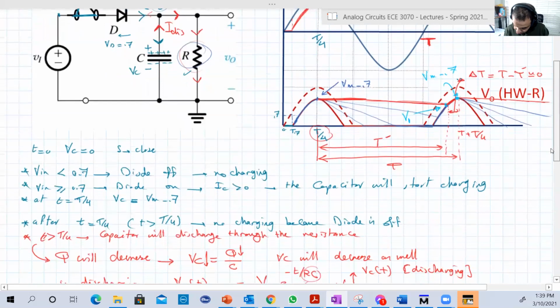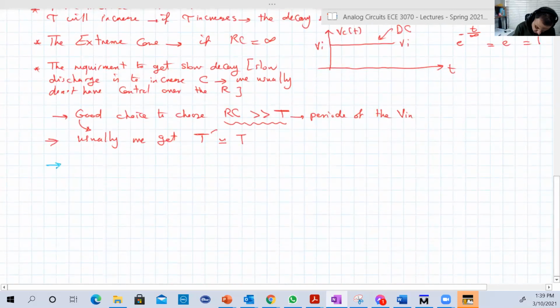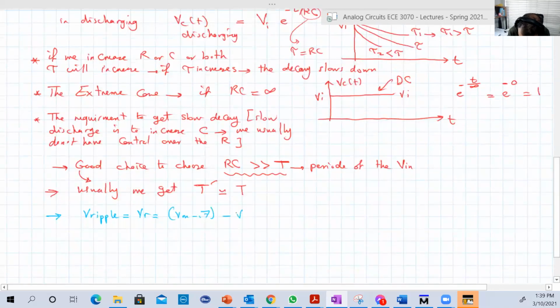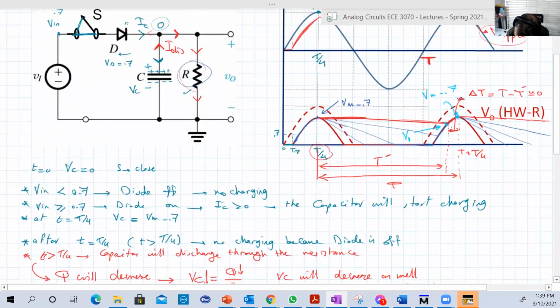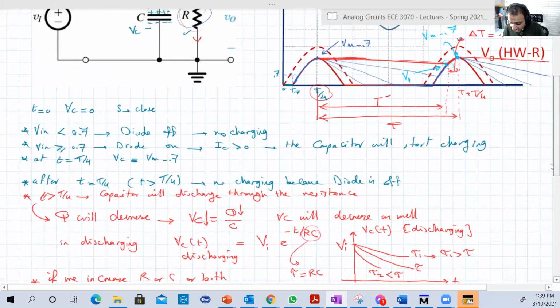Okay. So the ripple voltage VR is equal to Vmax minus 0.7, that point, minus V1, which is that point. Good. We know Vmax minus 0.7, but how about V1? How can we calculate V1?